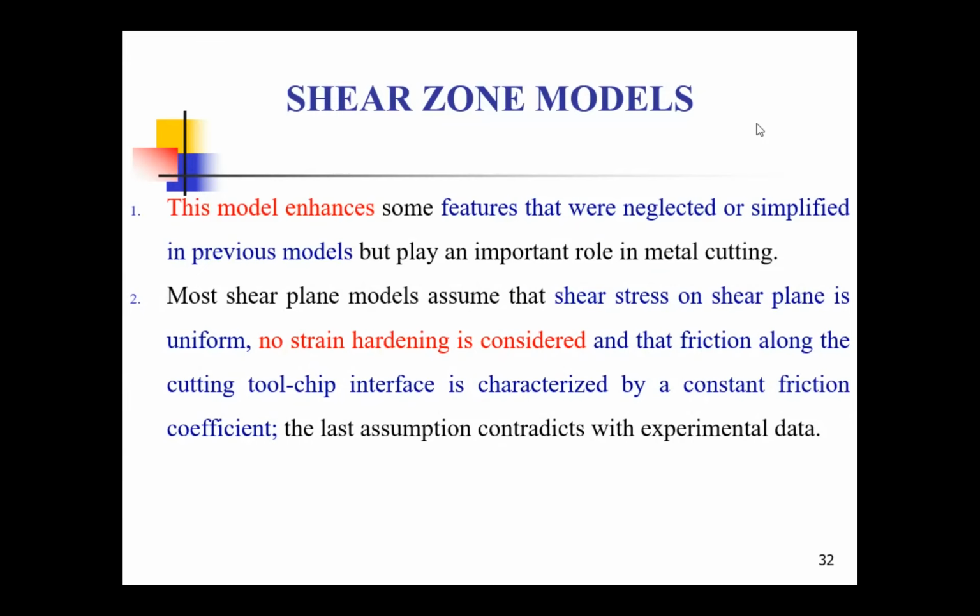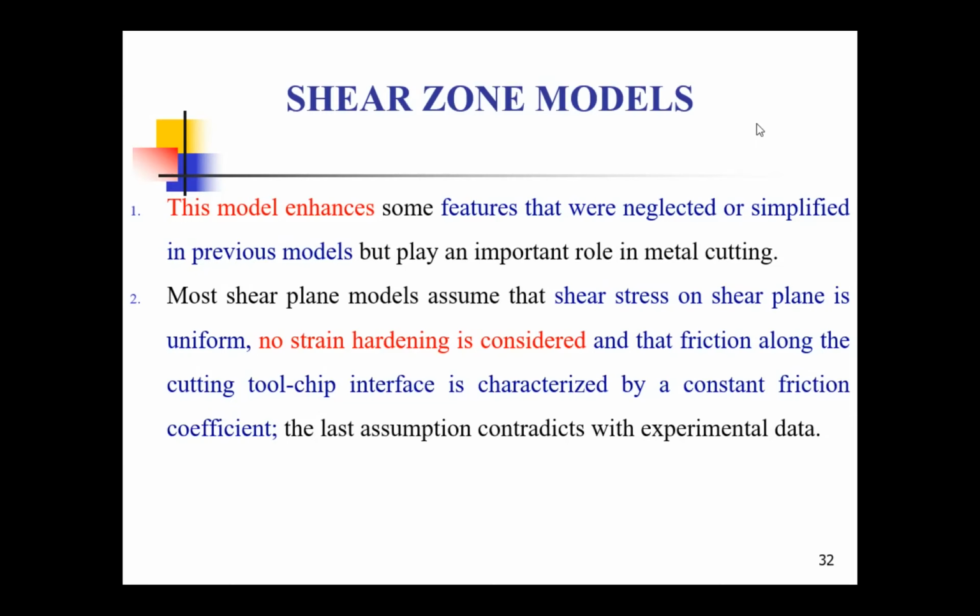And then the friction angle beta. The friction along the tool-chip interface takes place because of the sliding action of the chip over the tool. So there comes the friction. The friction coefficient mu is equal to F by N. This friction along the tool-chip interface is characterized by means of a constant friction coefficient mu.